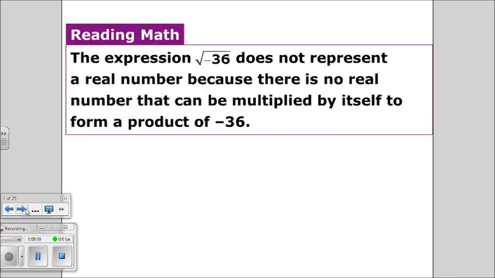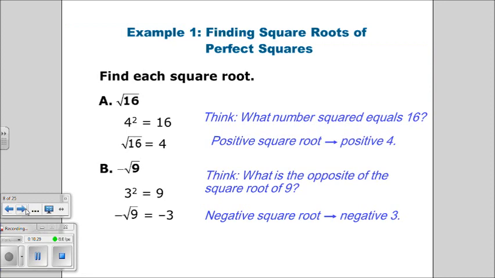So whenever we have all these bases, we must know what the math says, especially about the radical symbol. The expression square root of negative 36 does not represent a real number, because there is no real number that can be multiplied by itself to form a negative product. Again, negative times negative gives you positive, but negative times positive equals negative. So it's not a real number.